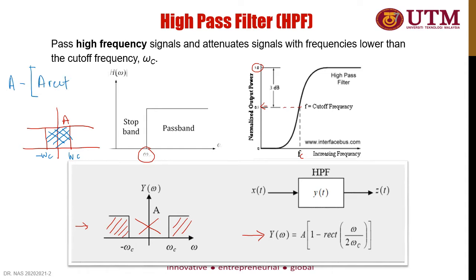so the amplitude is A rectangular, this is omega, so omega over 2 omega c. So this equation can be simplified into this. So this is the transfer function of the high pass filter.